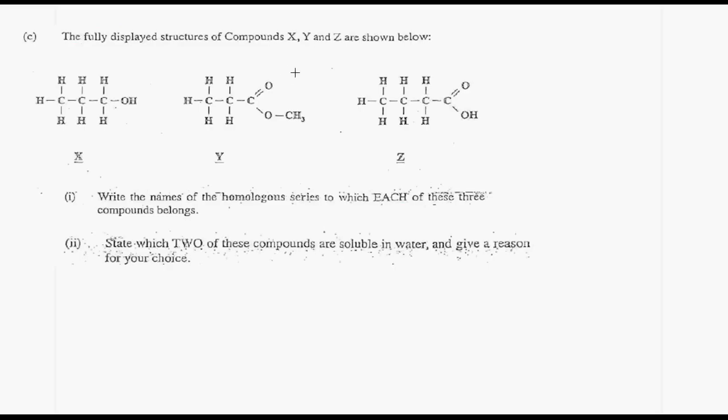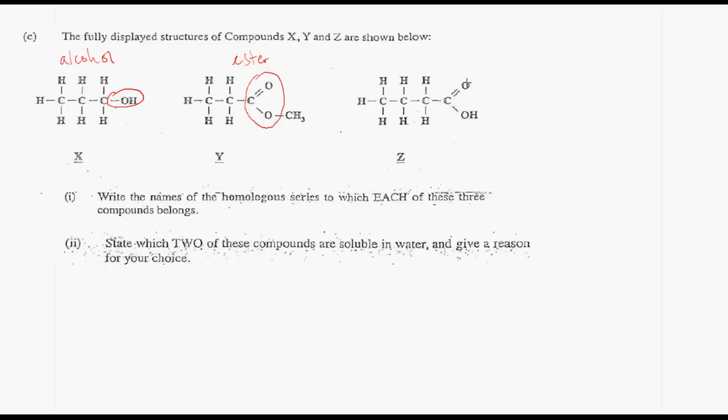Okay, in this next question we have 3 compounds, X, Y, and Z. And the question asks, what are the names of the homologous series to which each of the 3 belongs? Now, compound X has an OH group attached to a carbon atom, so this is an alcohol. In the case of compound Y, the functional group present here is this group, which is the ester group.